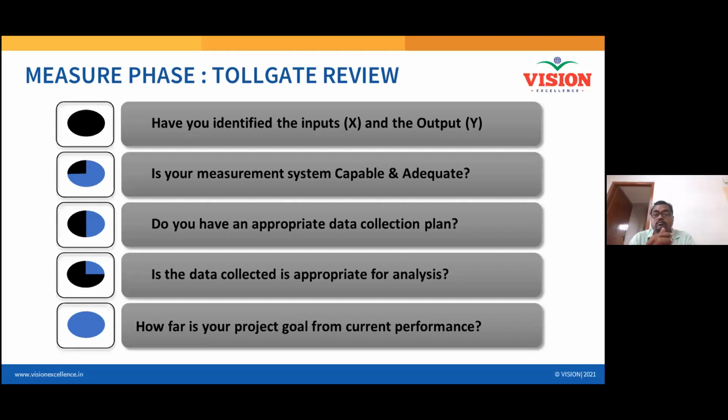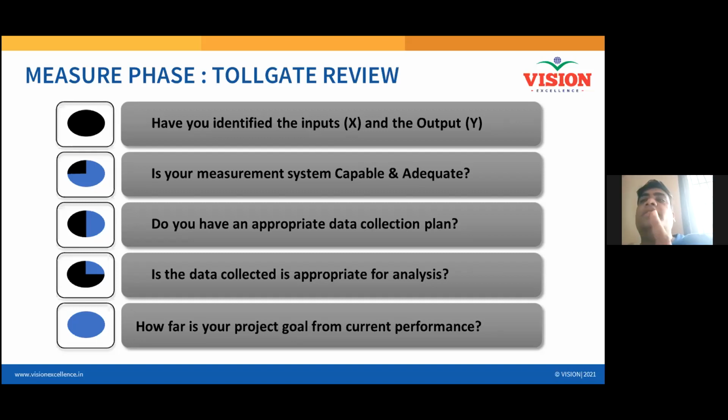Is it clear? Yes, sir. Okay. So if at all there is any measurement error, it should be less than 10%. That is the industry requirement. So what is this 10% and how to measure the measurement error, you are going to learn, right? Is there any other question you would like to ask?